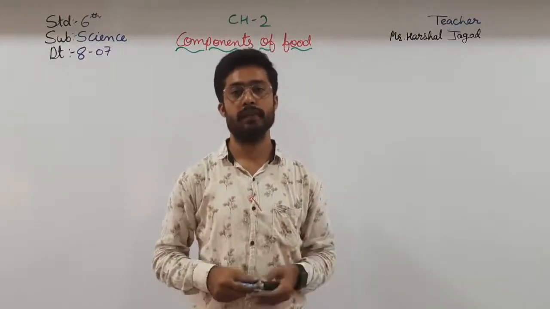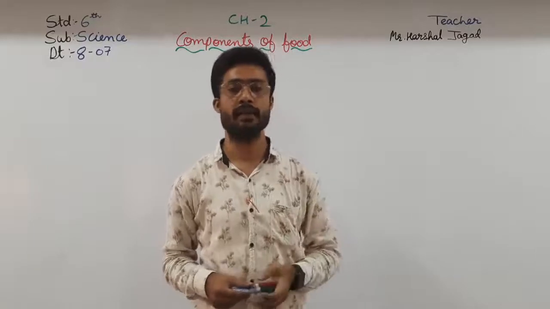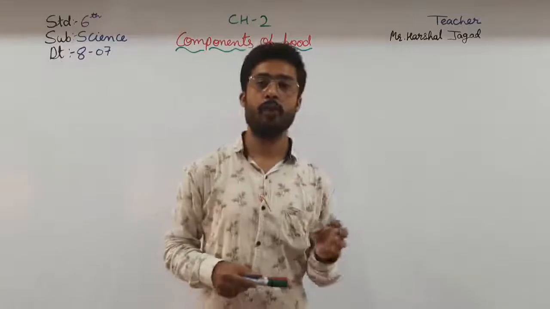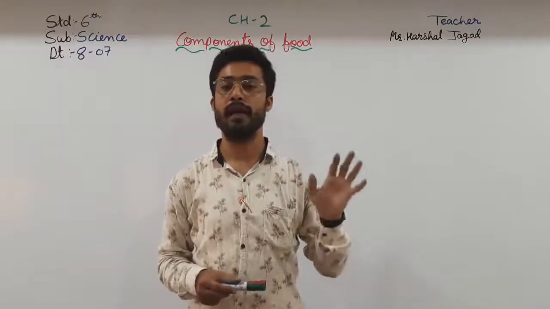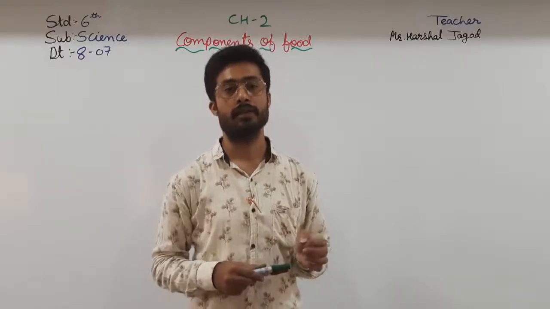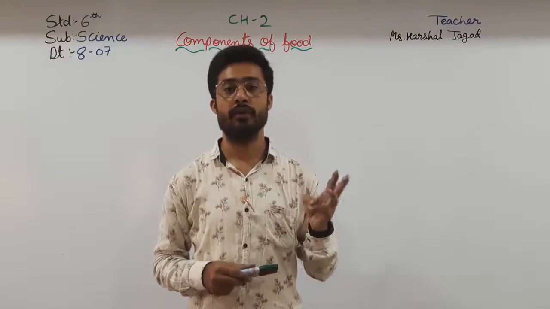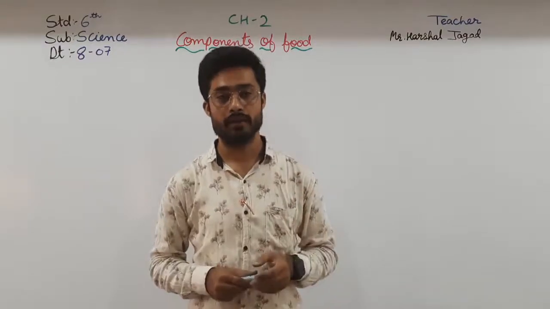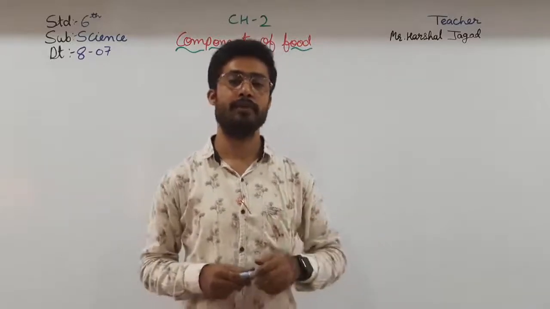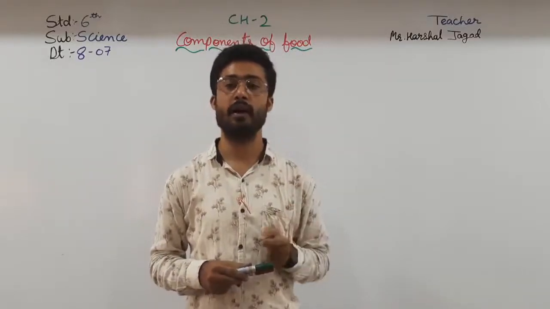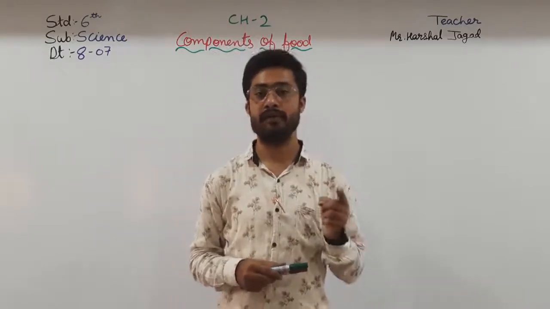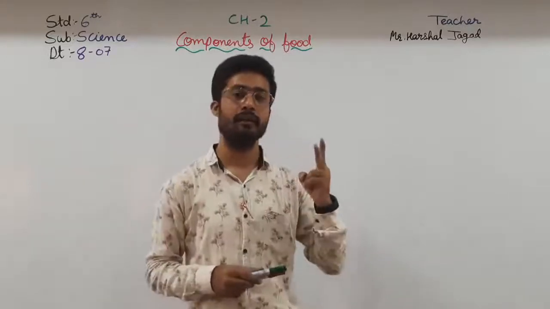In the previous two videos, we have just started a new chapter, chapter number 2, Components of Food. There are 5 types of components which we have seen in your textbook in the introduction part: carbohydrates, fats, proteins, minerals, and vitamins. From that we have just studied carbohydrates, and carbohydrates are further divided into 2 parts, sugar and starch.